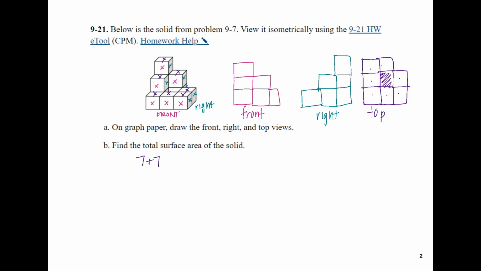So the front side would be 1, 2, 3, 4, 5, 6. The back sides of my blocks would be 1, 2, 3, 4, 5, 6, 7. Because I gotta account for that bottom box.